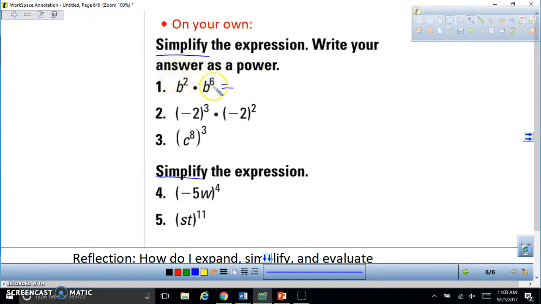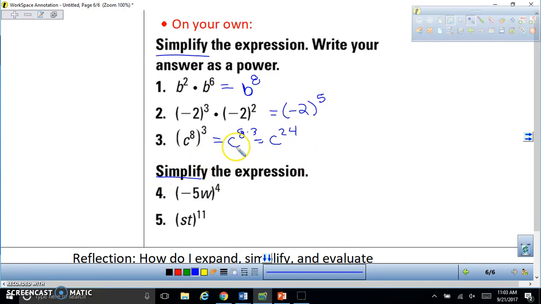This is the product of powers, so we're going to add 2 plus 6, and 2 plus 6 is 8, b to the 8. Same base. Inside the parentheses is our base, and it needs to be a negative 2, and 3 plus 2 is 5. All right, one base that is raised to one power that's raised to another power, we're going to multiply. So c to the 8 times 3, c to the 8 times 3 is c to the 24.